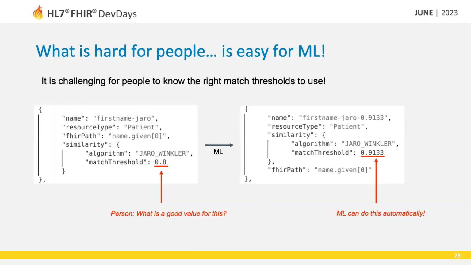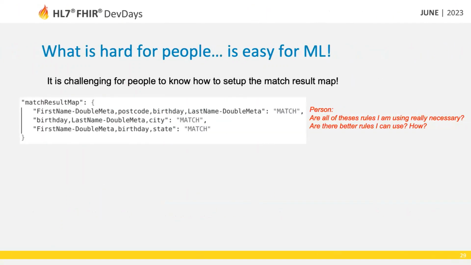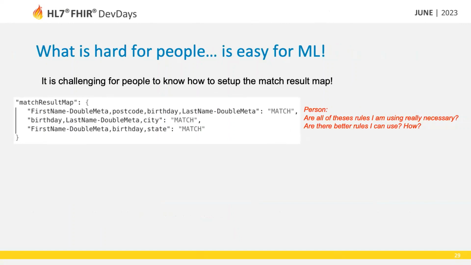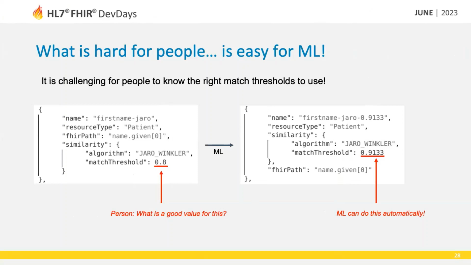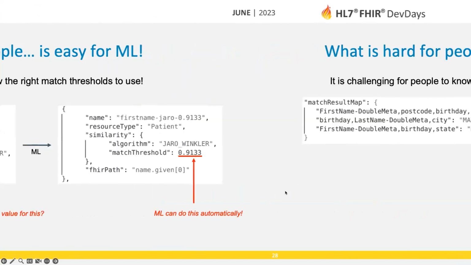So ML can automatically find the correct match thresholds that optimally match the data. And if we take a look at these thresholds, it's not something that a person would try. So next slide.